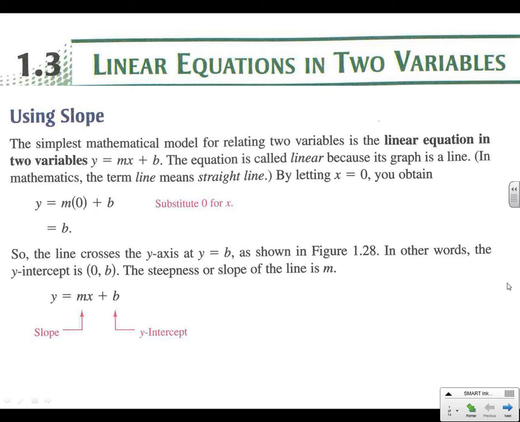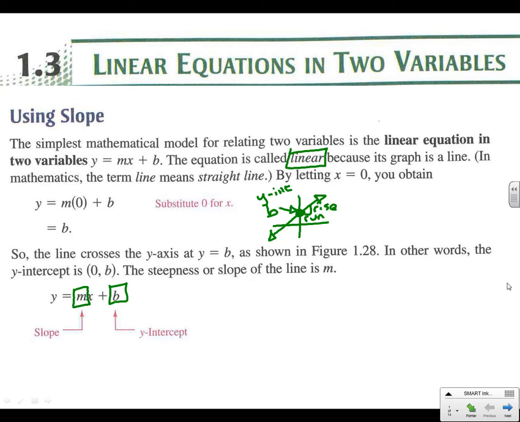Probably the most familiar equation in two variables that we have is our slope-intercept equation, y equals mx plus b. This is a linear equation, linear because it makes a line. A couple important points on here. We have our m, which is our slope, which is rise over run. And we have the point where we cross the y-axis, which is our y-intercept, otherwise known as b. So those are labeled here.